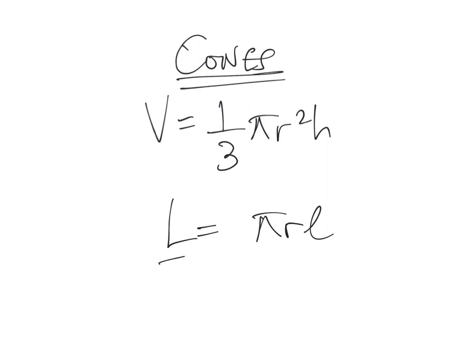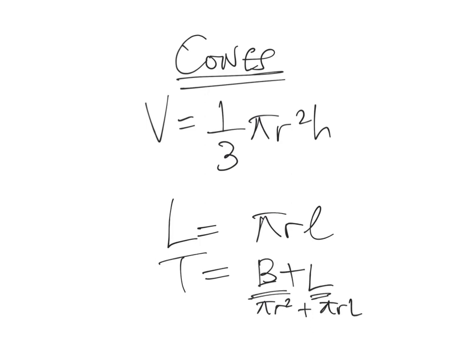And then we have the total area, which is equal to the base plus the lateral area, essentially. So the area of the base plus the lateral area. The area of the base is pi R squared, right? The area of a circle is pi R squared, and that's plus pi R L. So that will give us the total area. So we have the lateral area, the total area, and then the volume.